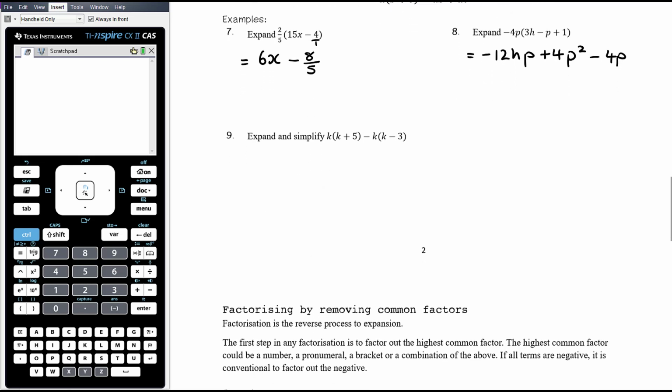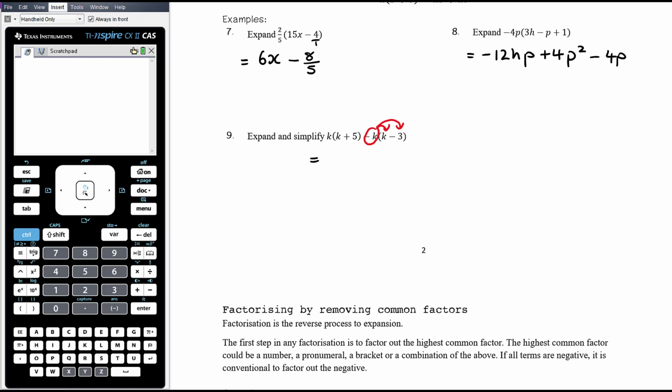Alright, question 9, expand and simplify. So here we've got 2 brackets, and we have to be really careful about this. We want to think about this as being negative k times this whole bracket. This is a common error that many students would make, not expanding out that second bracket correctly.